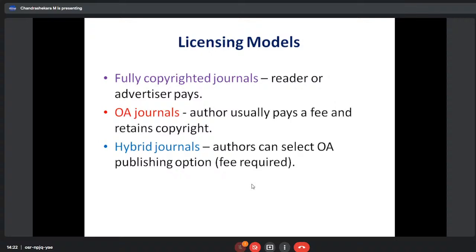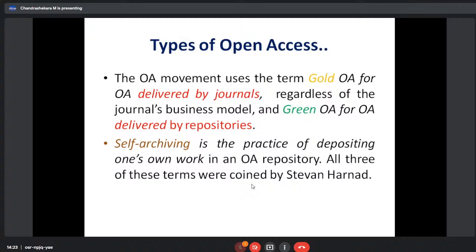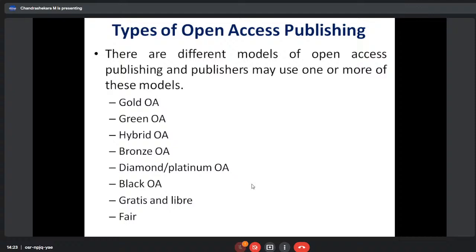One, you can see the fully cooperative journal, because readers or advertisers can pay, as there is no need of APC. Second, OA journals, where the author usually pays a fee and retains the copyright. Third is the hybrid journal, where authors can select the OA publishing option. These are the three models available. And coming to the next, there are many open access publishing models, but basically, traditionally there are two models, one is the gold route and the other the green.